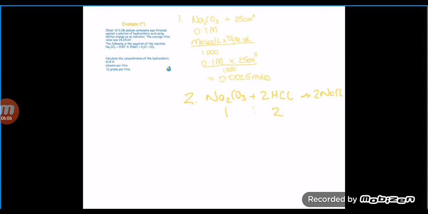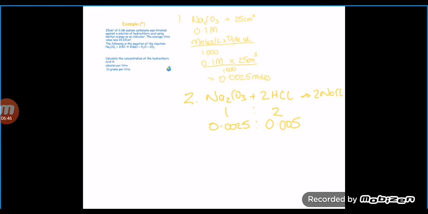What we have is 0.0025 moles. So instead of 1 mole, you'll fill in your 0.0025 because that's the number of moles that's present in the titration. And because it's a 1:2 ratio, it means that for every 1 Na2CO3 we have 2 HCl. So for every 0.0025 moles of Na2CO3, I must have 0.005 moles of the HCl, and that's coming from our 1:2 ratio. I have twice the amount of HCl as I do Na2CO3.